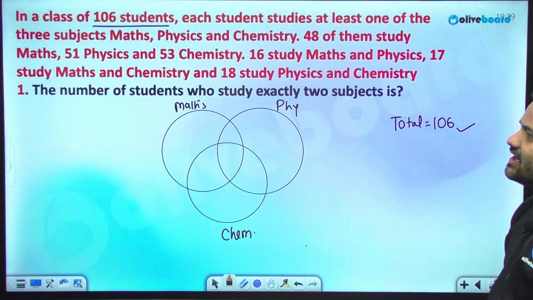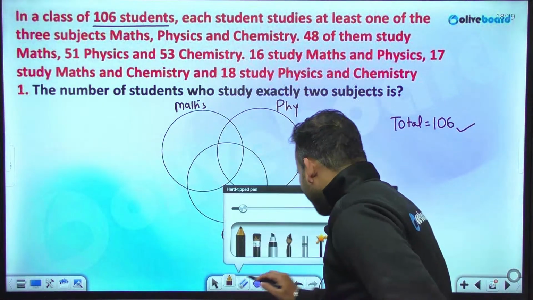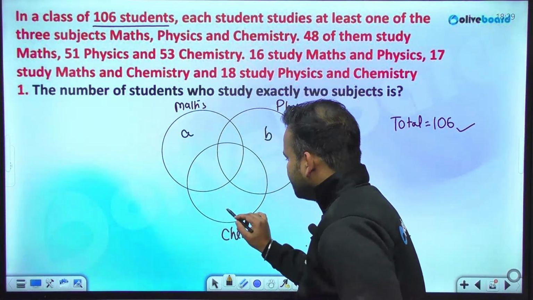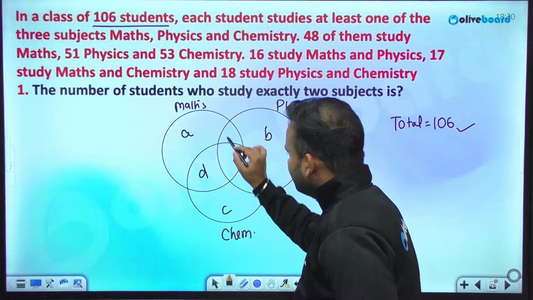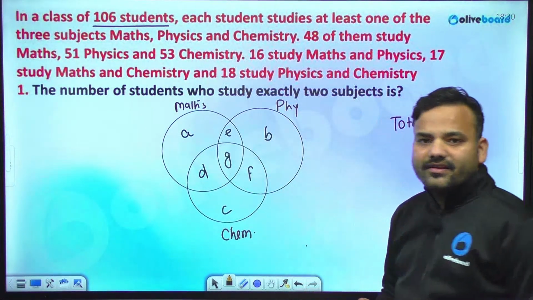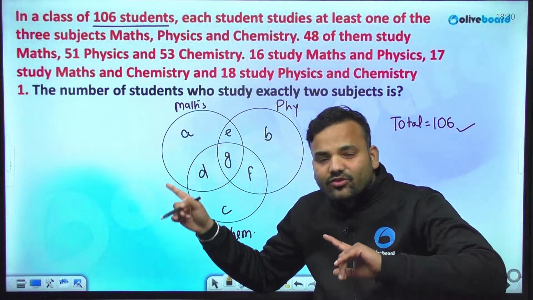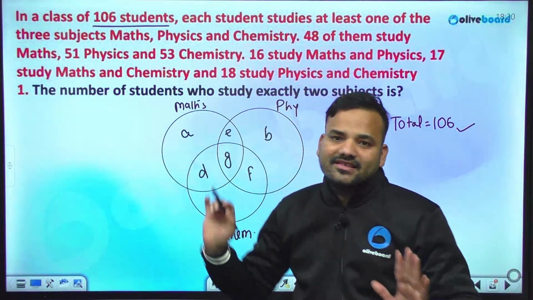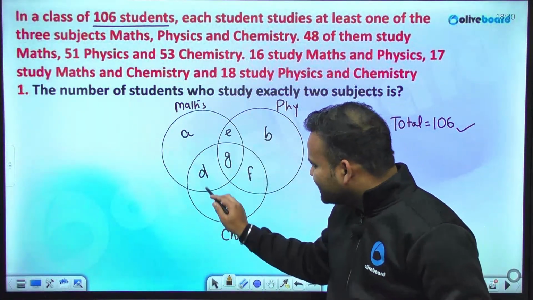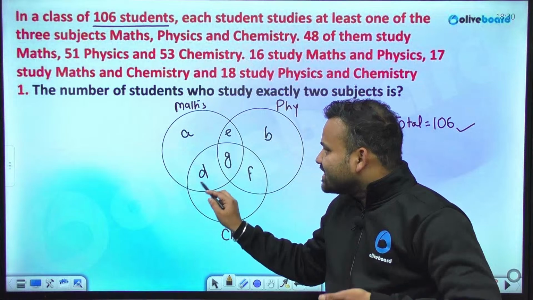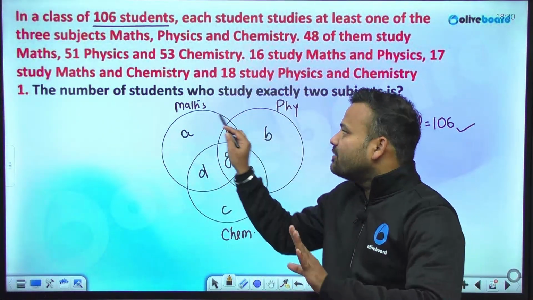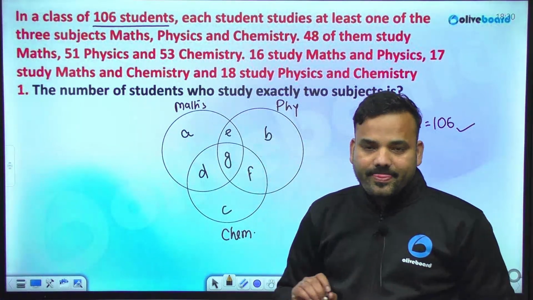48 of them study maths. Let me put my values over here. So this is A, this is B, this is C, this is D, this is E, this is F, and this is G. Clear? What is A? A are those students who are studying only maths. D are the students studying maths and chemistry together. G are the students studying maths, physics and chemistry all together. Fine.